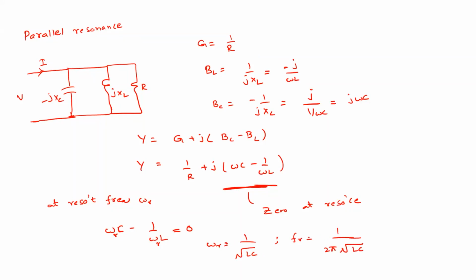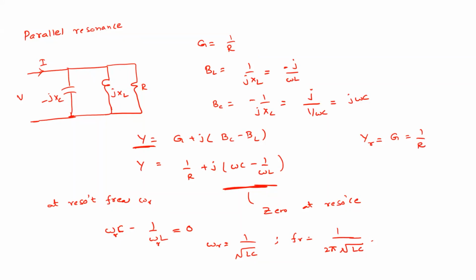What is the formula for series resonance? Same formula. Whether it is series resonance or parallel resonance, the formula remains the same. What is the difference here? At resonance, what is the value of admittance? 1 by R. That is G, which is equal to 1 by R.